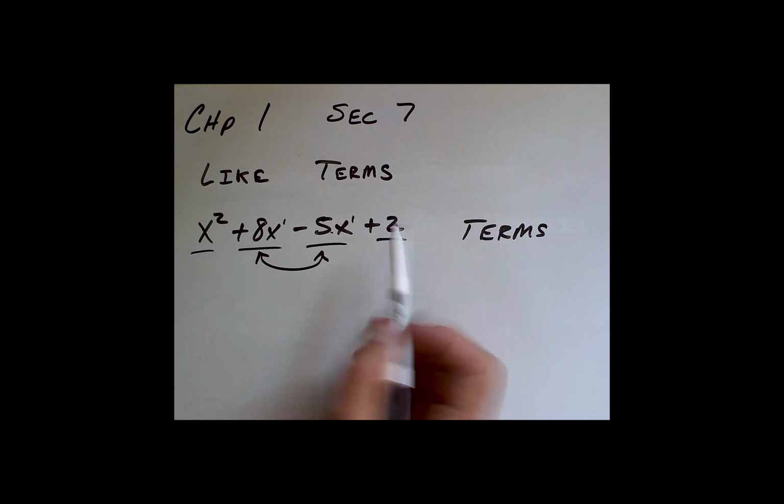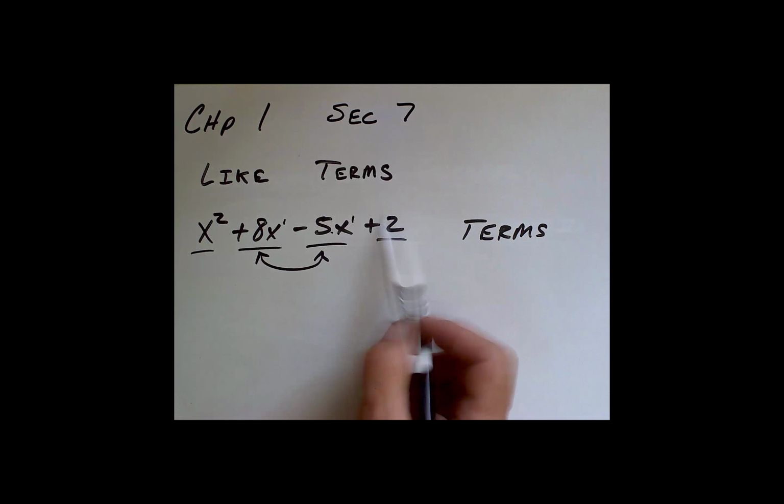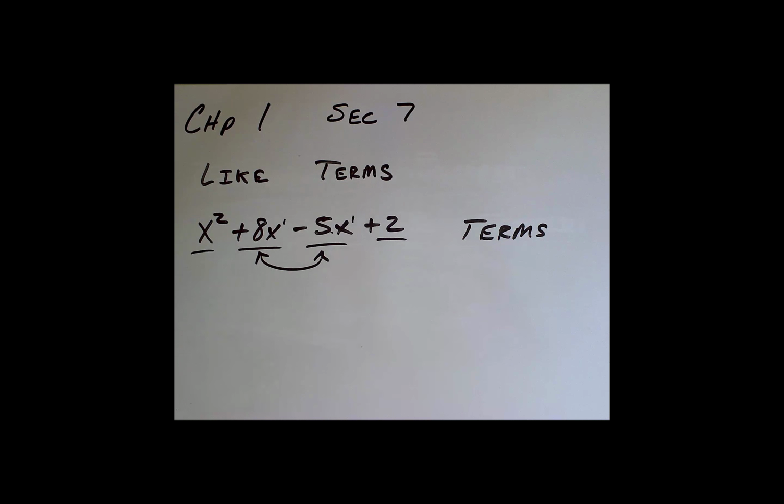Are there any other in this equation? No, all we're left with is a 2. So we've basically found the like terms in this equation, which would be our 8x and our minus 5x. Now, what we can do with these terms is we can combine them. So whenever we find like terms, we can combine the coefficients out in front of those terms.